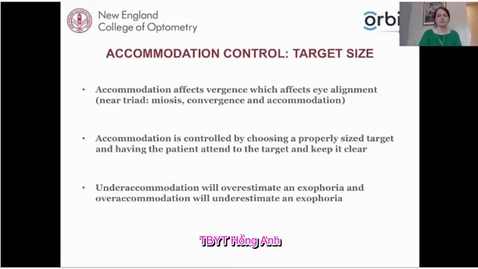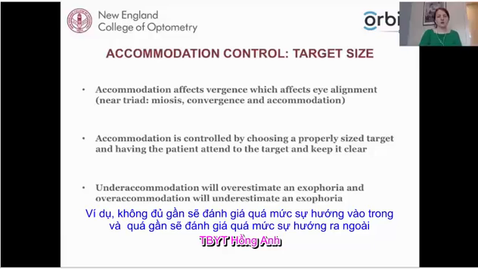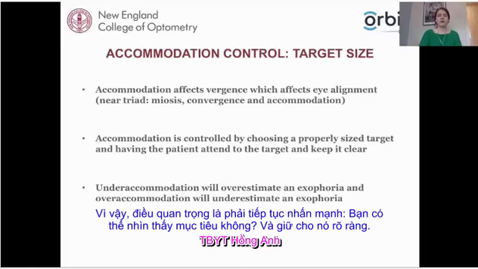And things like that. The reason we want to do this is because under or over accommodation can change the phoria position. For example, under accommodation will overestimate an exophoria, and over accommodation will underestimate an exo. So just be aware that it's important to constantly keep stressing, can you see the target, and keep it clear.